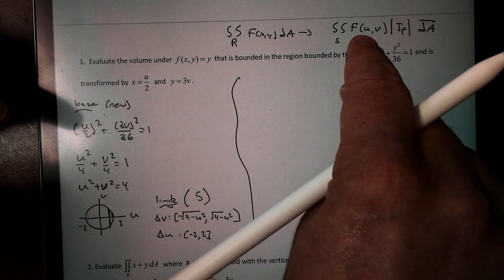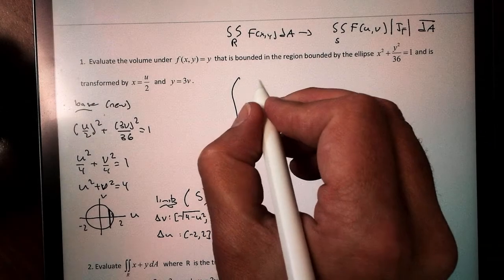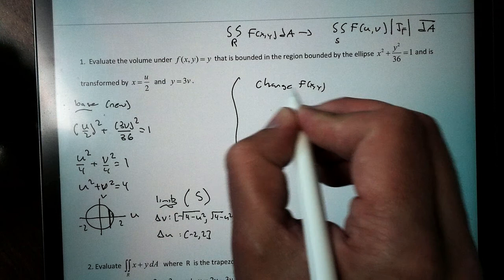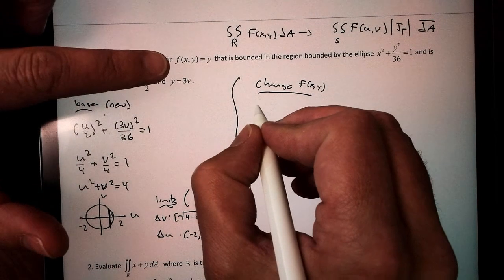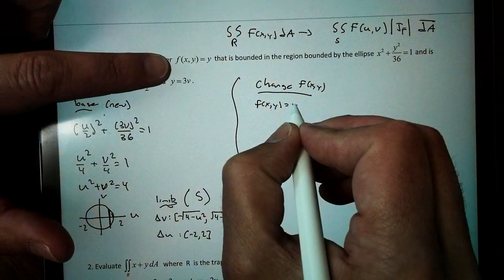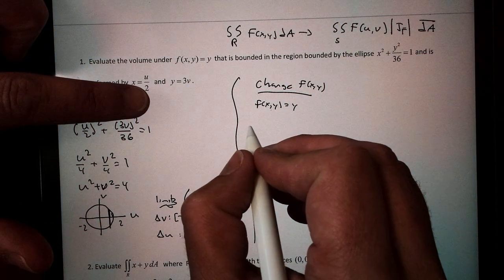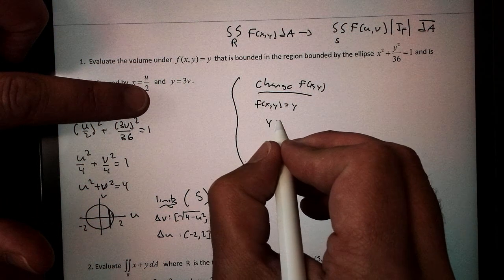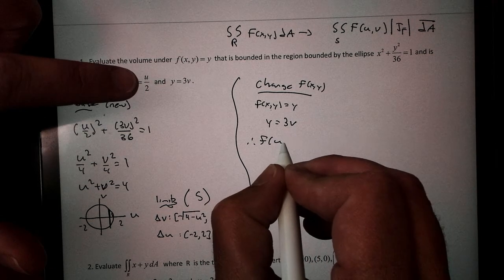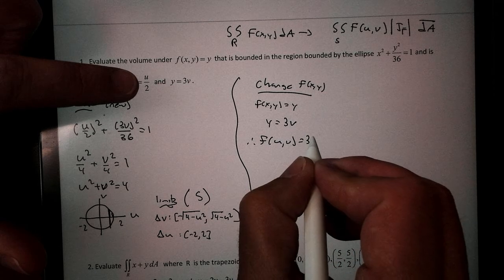Now we have to change the function. So I'm going to change that. Now that's pretty easy to change. Change f of x, y. Well, what are they telling me? Well, f of x, y, they tell me, is y. Well, what is y equal to? We know y is equal to 3v. So therefore, my new function in terms of u and v is just 3v.